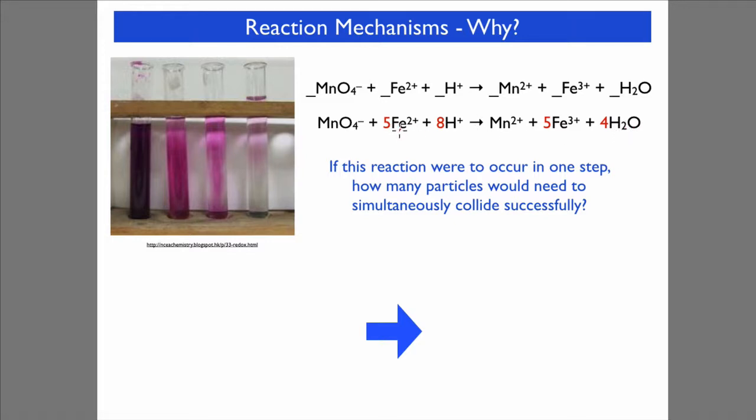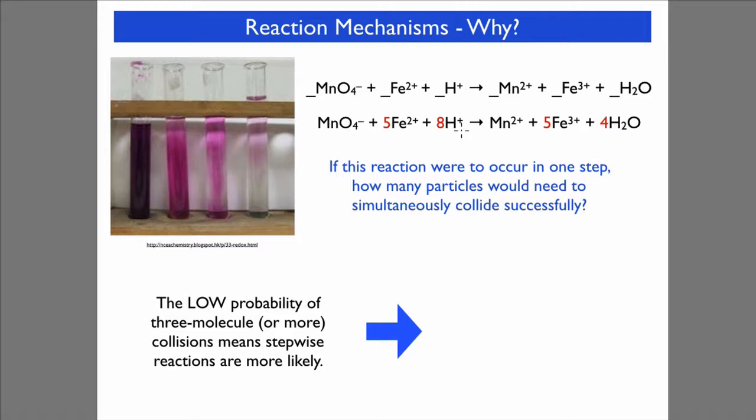The iron is going to have to hit here to lose another electron to become iron 3+. So that's going to happen at the same time too. And then the manganate, this thing here, is going to have to be handing over electrons and losing oxygens to the hydrogen. So a whole bunch of things need to collide together for this to occur. If it were a single step, it's extremely unlikely.